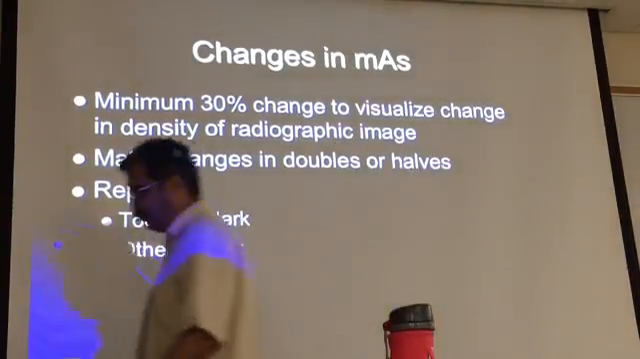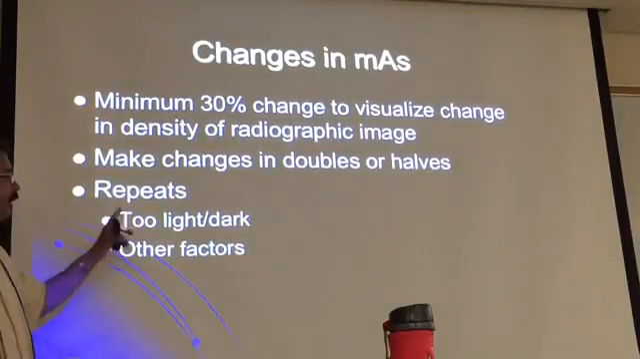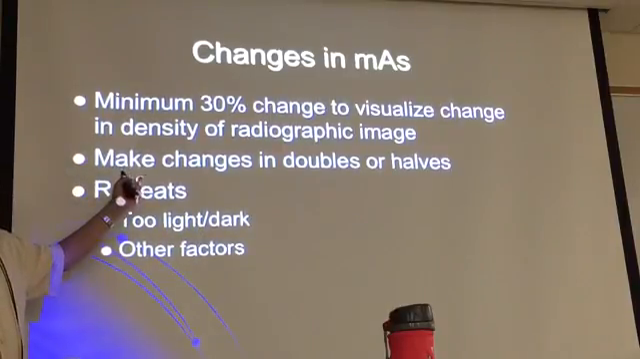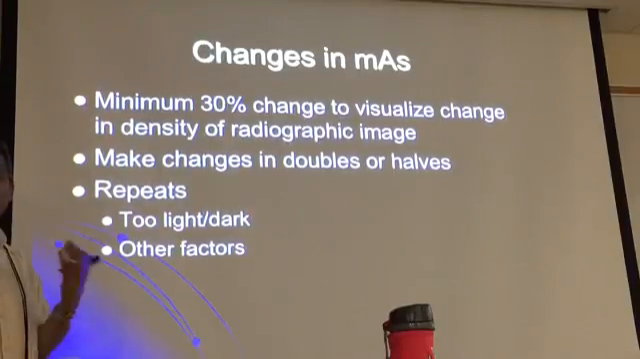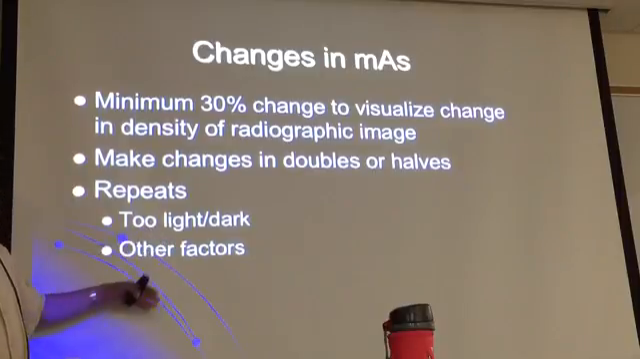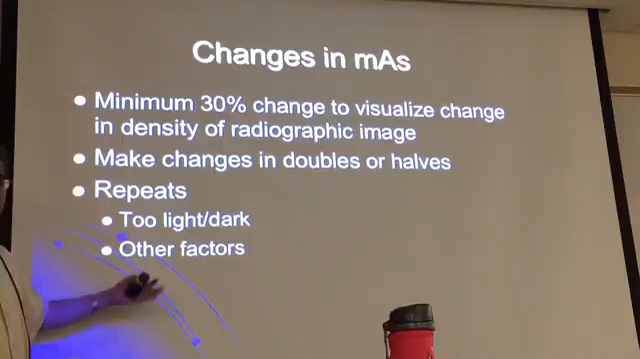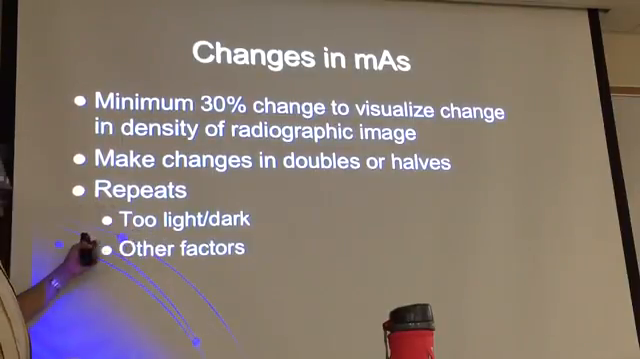Repeats: too light or too dark. It is recommended that when you have to do repeats because an image is too light or too dark, you make changes in mAs, because it's easier. Why is it easier? Because it's directly proportional. It's easier to make changes with mAs instead of changing kVp or distance. Distance you shouldn't change, but there are other factors you can change.